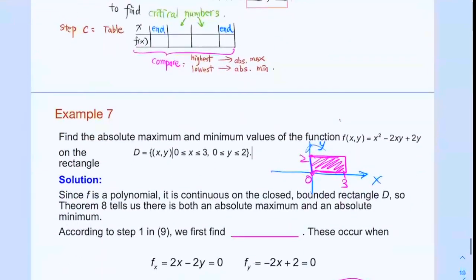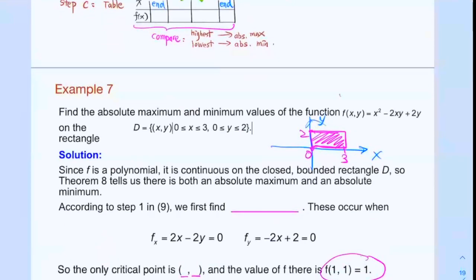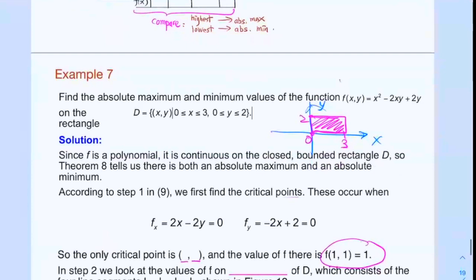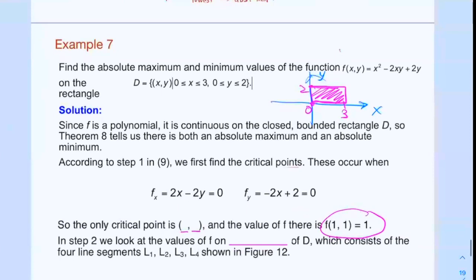So let's look at the critical points. Let's find the critical points here first. We know the boundary, right? Those are the boundary. Okay. So how do we find critical points? We take partial derivatives and set them equal to 0. Okay. So we first find the critical points, and that occurs when the partial derivatives equal 0. So I took the partial derivatives here and here and set them equal to 0.